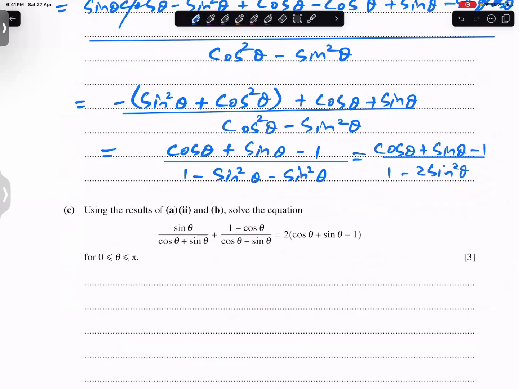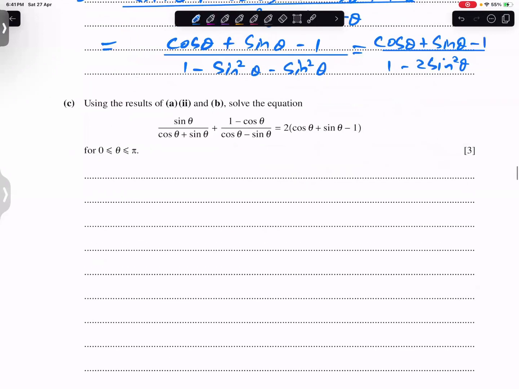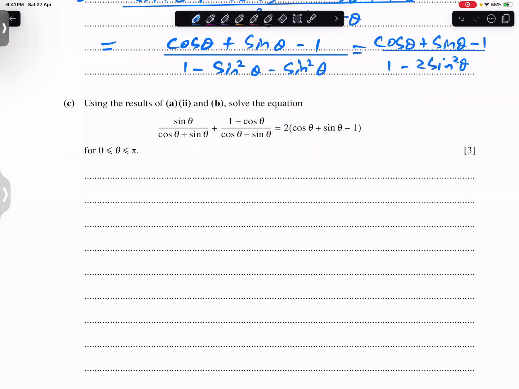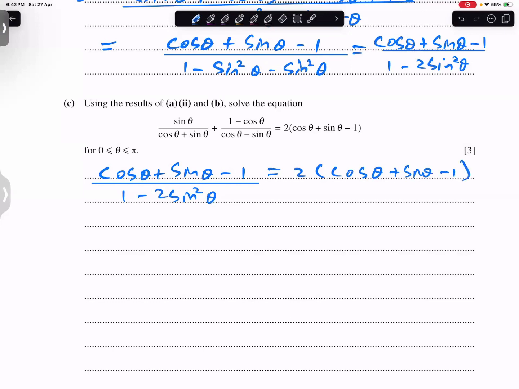Next we have, using the results of A and B, solve the equation. Okay. We have just proved that this thing is equal to this. So we can use this on left hand side. So cos theta plus sine theta minus 1 divided by 1 minus 2 sine square theta is equal to 2 into cos theta plus sine theta minus 1.